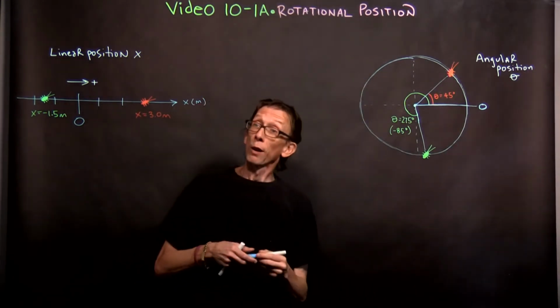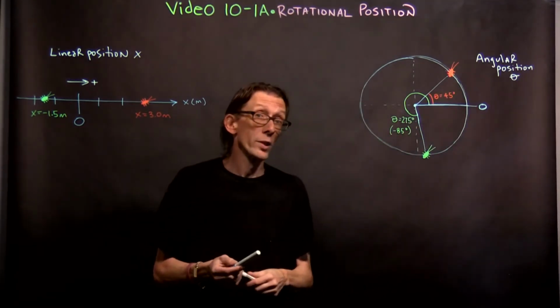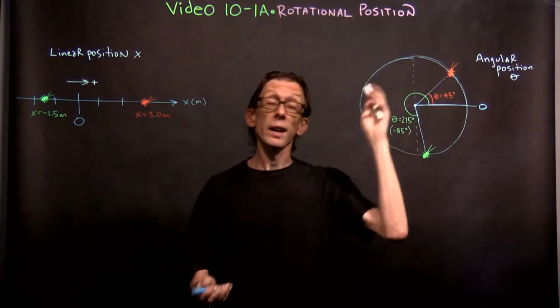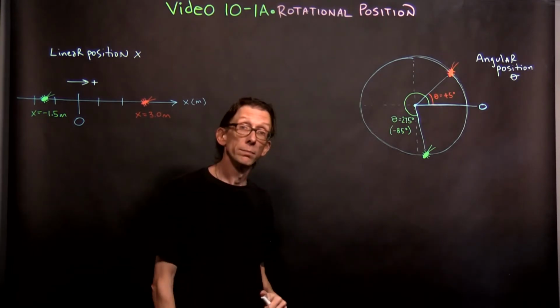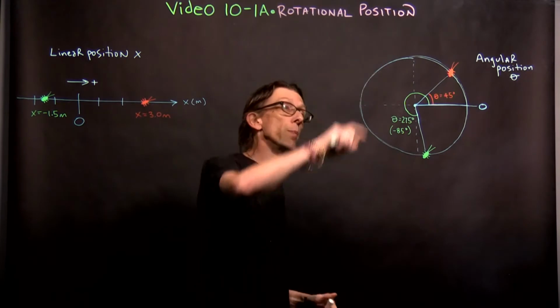Okay, so our equivalent to x is theta. It tells us where around the circle the red bug is. Red bug exists at 45 degrees. That's the bug's angular position or rotational position.